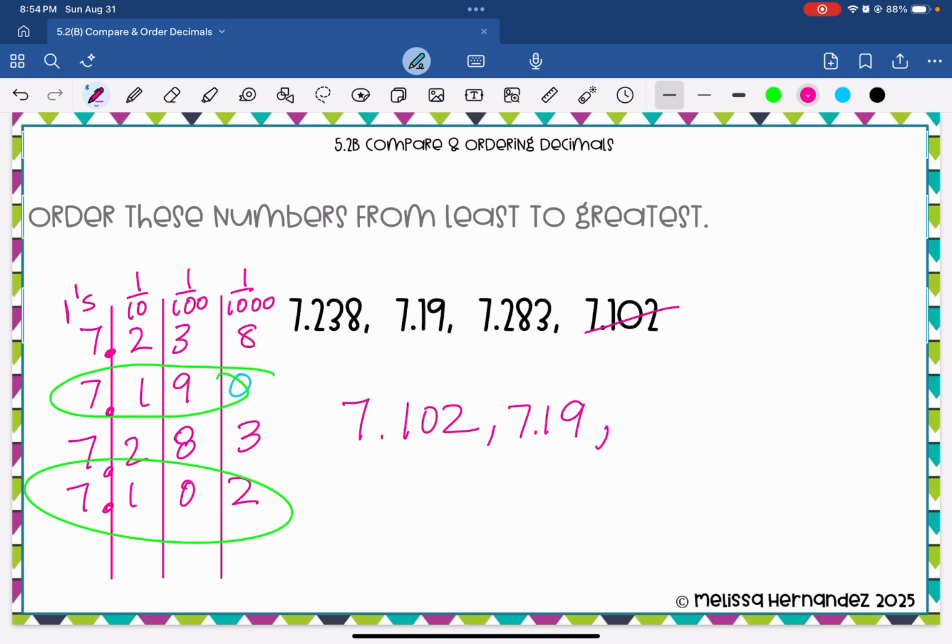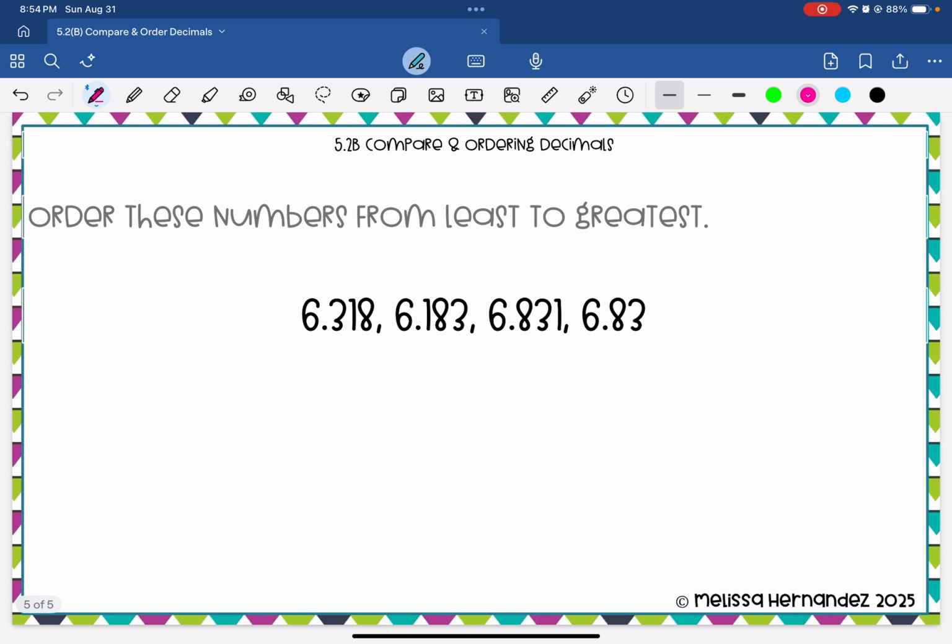Those would be equivalent. Now we're going to compare the 2s, which are equivalent, but the 3 and the 8, we can see that 7 and 238 thousandths would be less than 7 and 283 thousandths. All right, for the last problem, I recommend pause the video, try to do it yourself, and then come back.